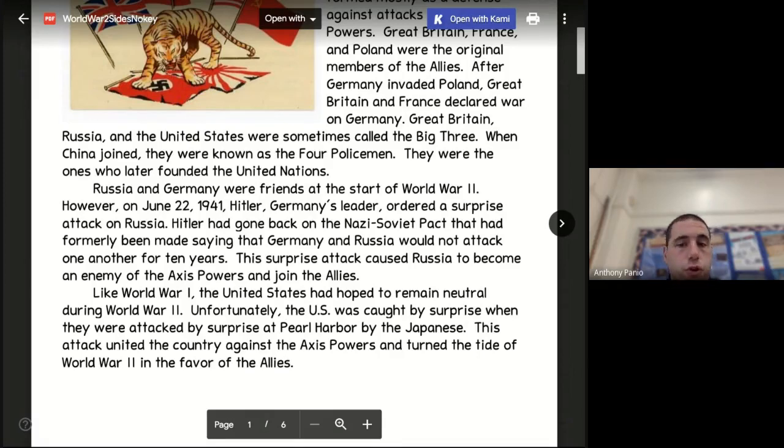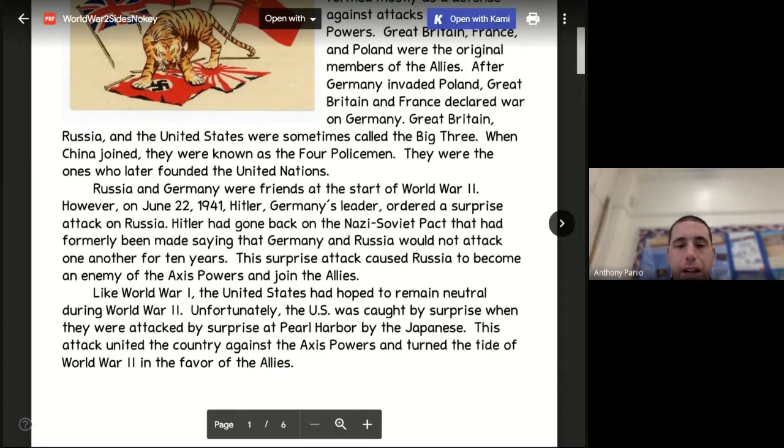So the Soviet Union joined this war late. The United States joined this war late. They were not the original Allied powers. Like World War I, the United States had hoped to remain neutral during World War II. Unfortunately, the United States was attacked by surprise at Pearl Harbor by the Japanese. We will learn all about that later on after break.